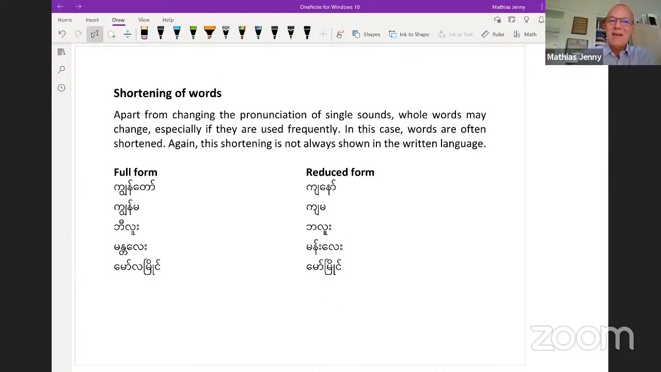Other changes in the language that we can observe: there's not only the change in single sounds because of laziness, there's also reduction of words. So if you have an original form, Jun Do, this is always pronounced today as Jana. Similarly, Jun Ma becomes Jama.